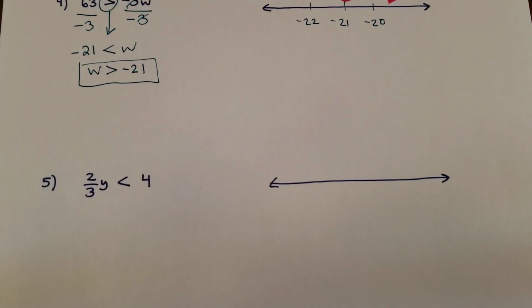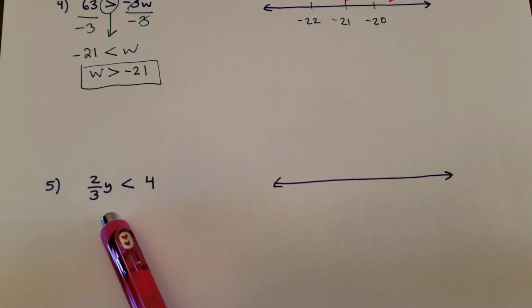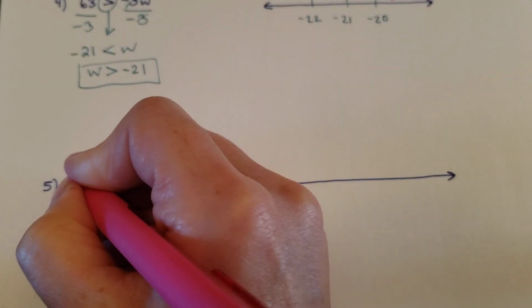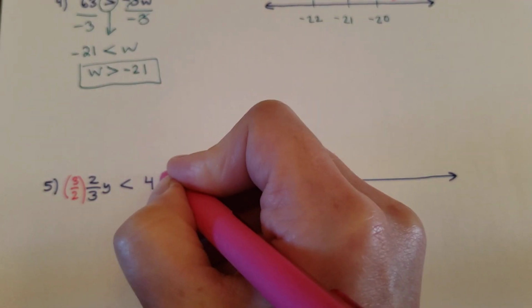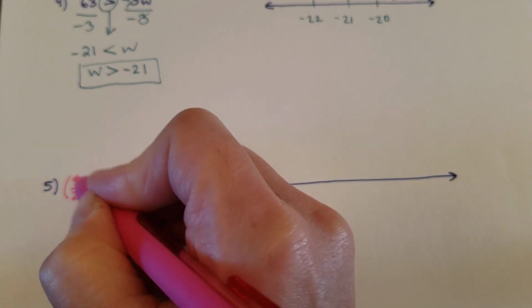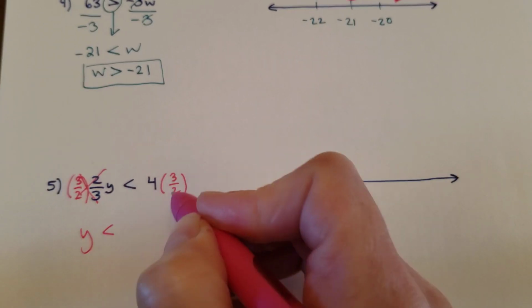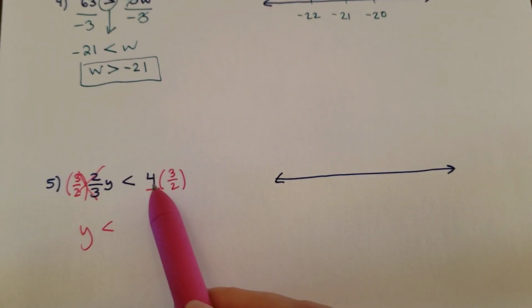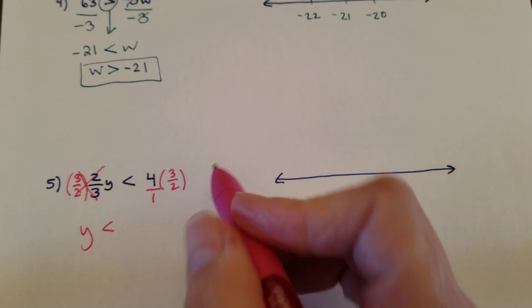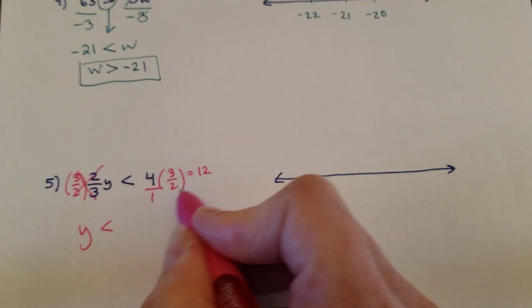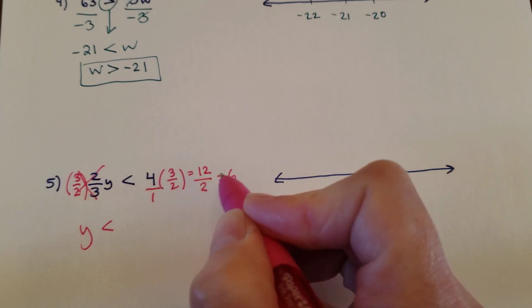Two more. All right, another fraction one. So this time we have 2/3 multiplying by y, so we're going to multiply by 3/2 to both sides. And so these will cancel. Now when you do this math here, you have a couple options. You can multiply straight across, so 4 times 3, which is 12, and 1 times 2 is 2, and then reduce that, it's a 6.